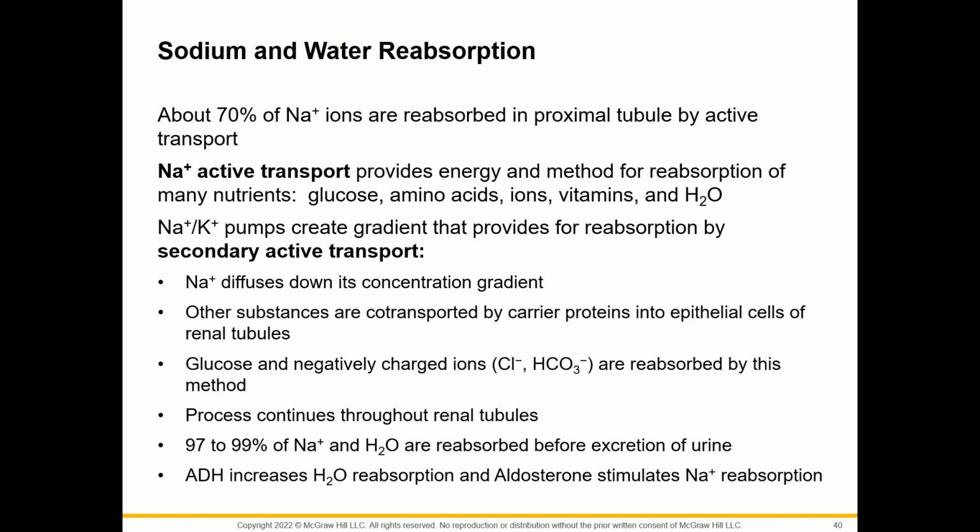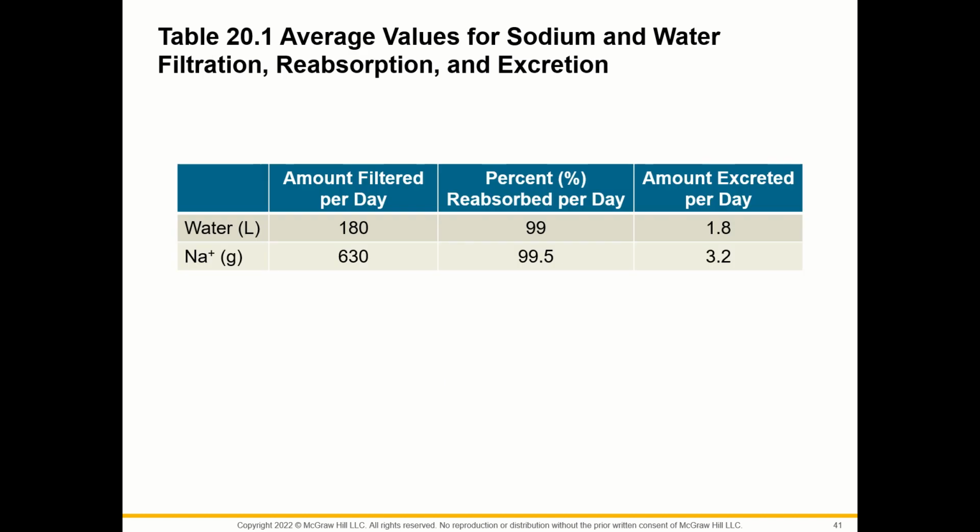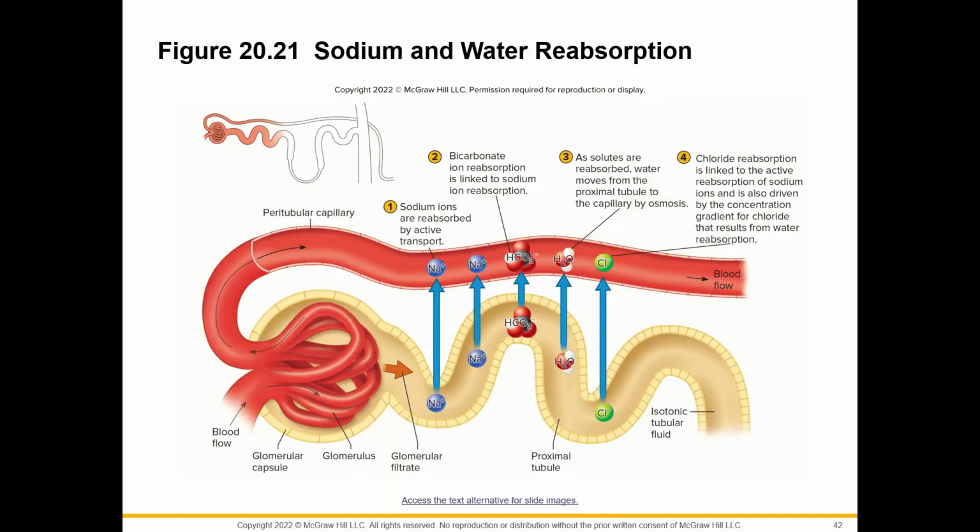About 97 to 99% of sodium and water are reabsorbed before the excretion of urine. Antidiuretic hormone increases water reabsorption, and aldosterone stimulates sodium reabsorption. This summary table shows the average values for sodium and water filtration, reabsorption, and secretion. And this figure shows the sodium and water reabsorption.